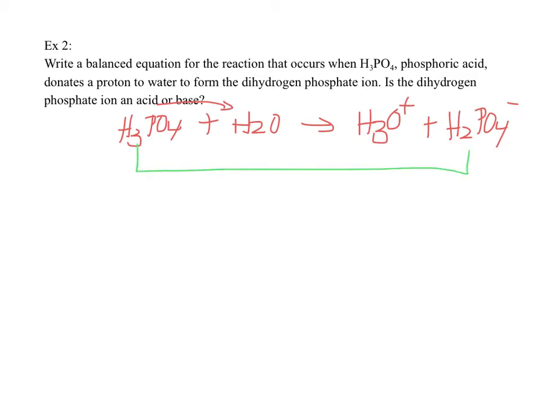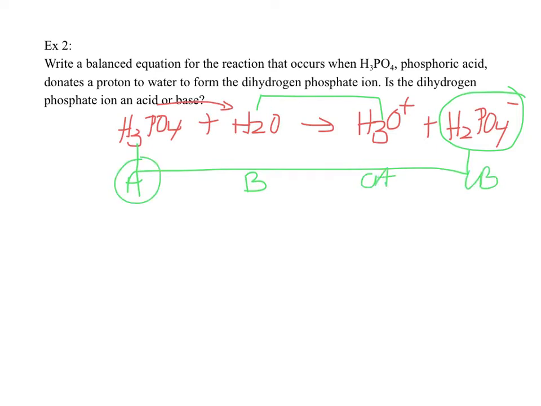Okay, so the dihydrogen phosphate ion, they're asking us what that is. We know that the phosphoric acid donated the hydrogen, that accepted, and so this would be opposite, and if it's an acid on this side, it's a conjugate base on the opposite side. So the dihydrogen phosphate ion would be classified as a conjugate base.